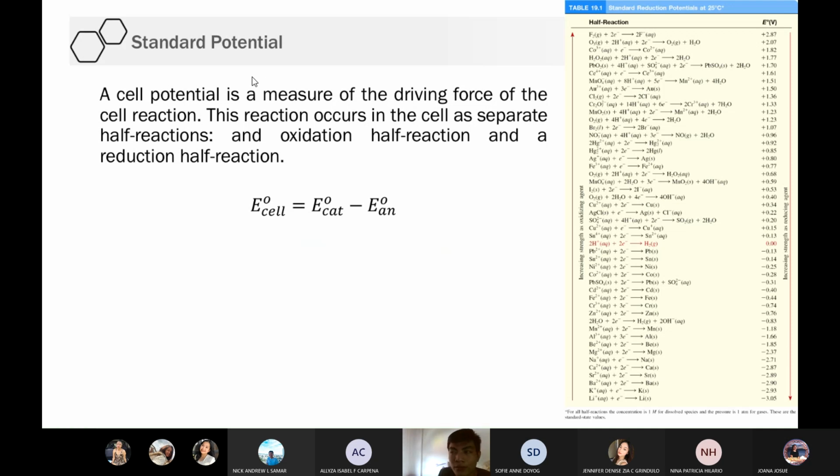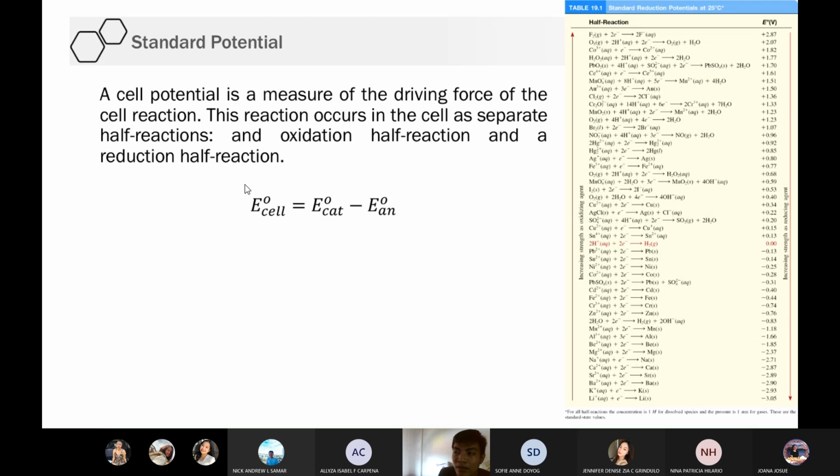Okay, so let's walk through this very quick lang. Okay? So standard potential, so what is this? A cell potential is the measure of the driving force of the cell reaction. So basically, inaalam niya yung voltage ng reaction. Yun lang meaning ng standard cell potential. Right? So the cell potential is the voltage of the reaction. Ibig sabihin, if gagawa ka ng battery, you can theorize, ano yung voltage na magagawa ko? Okay? So ano kaya voltage na magagawa ko? You can solve for that.